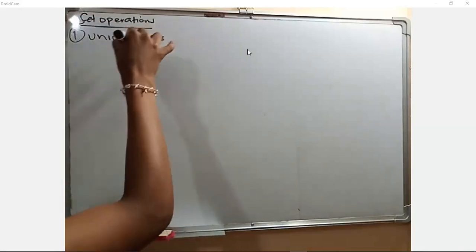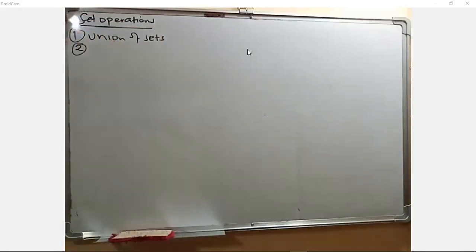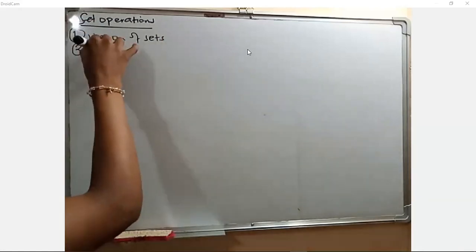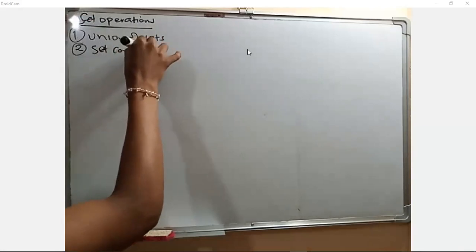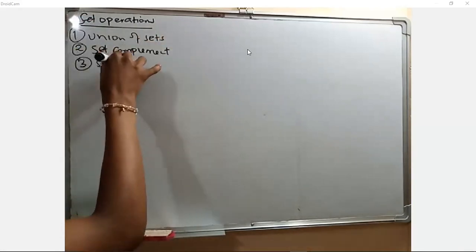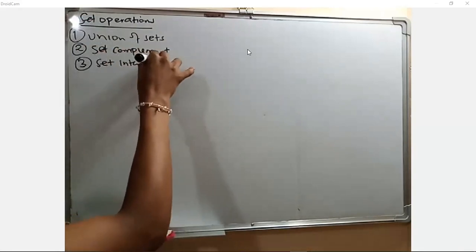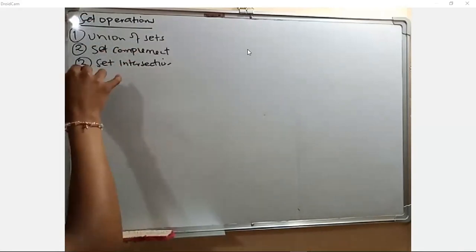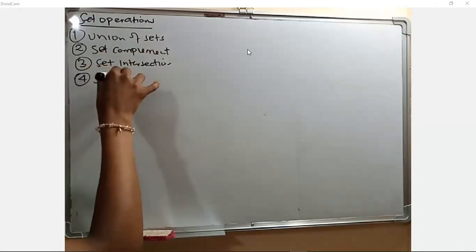The set operations, we normally look at number 1, where we have union of sets. 2, we normally look at set complement. We normally have number 3, where we look at the set intersection. And then we have number 4, where we normally discuss set difference.